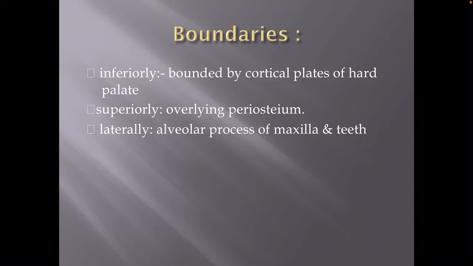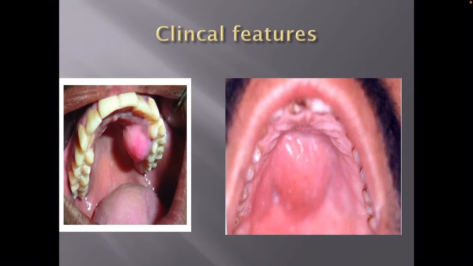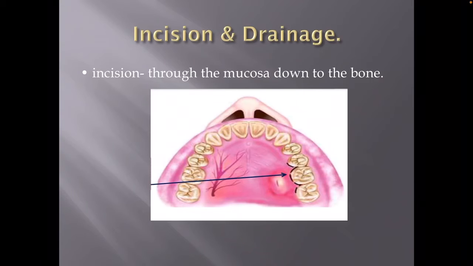Boundaries: inferiorly bounded by cortical plate of hard palate, superiorly overlying periosteum, laterally alveolar process of maxilla and teeth. Clinical features: well-defined circumscribed fluctuant swelling confined to one side of palate; tooth causing the abscess is tender on percussion. Incision and drainage: incision through the mucosa down to the bone. Care should be taken to avoid cutting of greater palatine nerves and blood vessels.